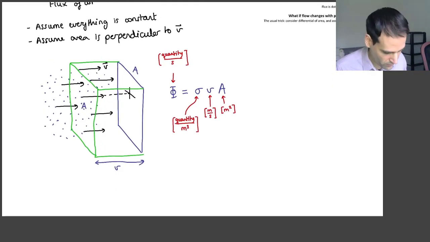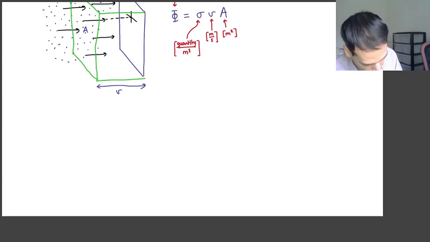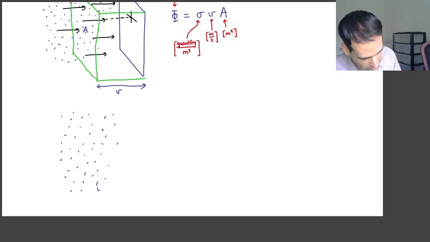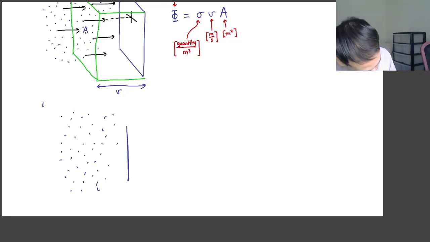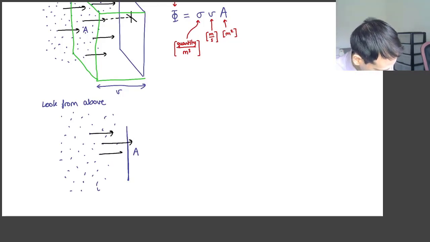Actually, it's very easy. Let's look at this problem from above, okay? If we look at this problem from above, we still have our molecules. And now our area looks like a line, because we are looking at it from above. So this is our area that looks like a line. And we know that our molecules are moving perpendicular to that area in this case, yeah?